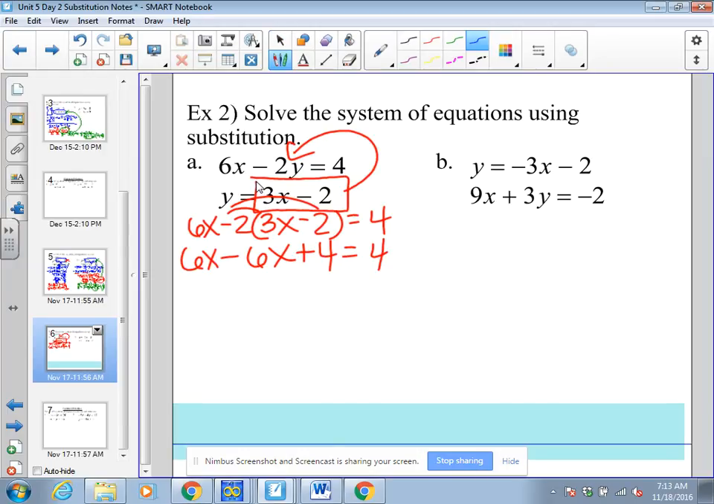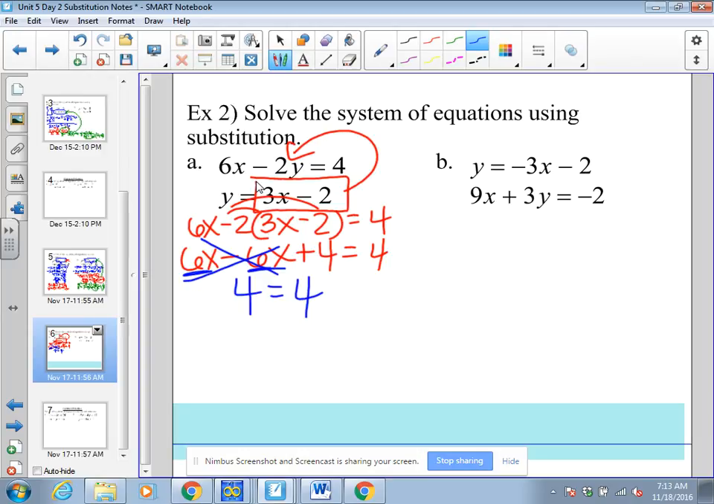From here, I'm going to combine my terms on my left side. So I've got a 6x and a negative 6x. And those actually cancel. 6x minus 6x, that's 0. So that leaves me with 4 equals 4. Now, my goal is to solve for x, but suddenly my x is gone. So this has a special answer.